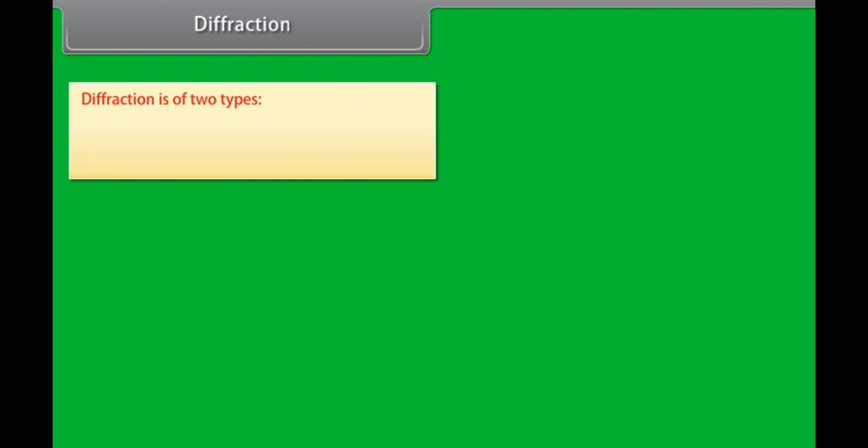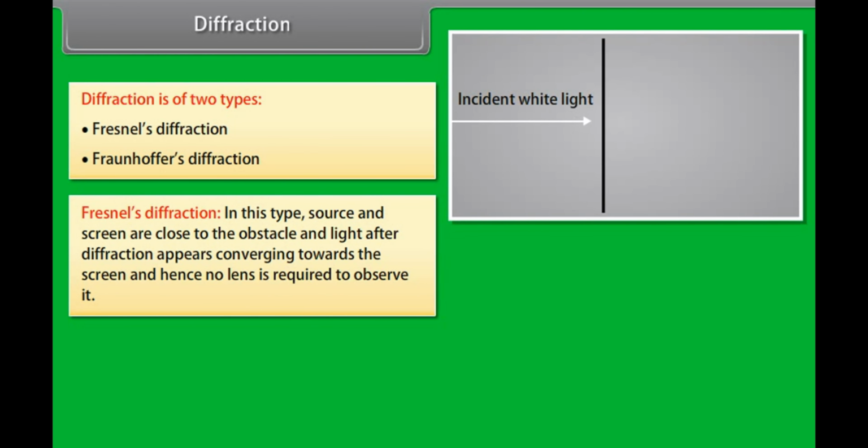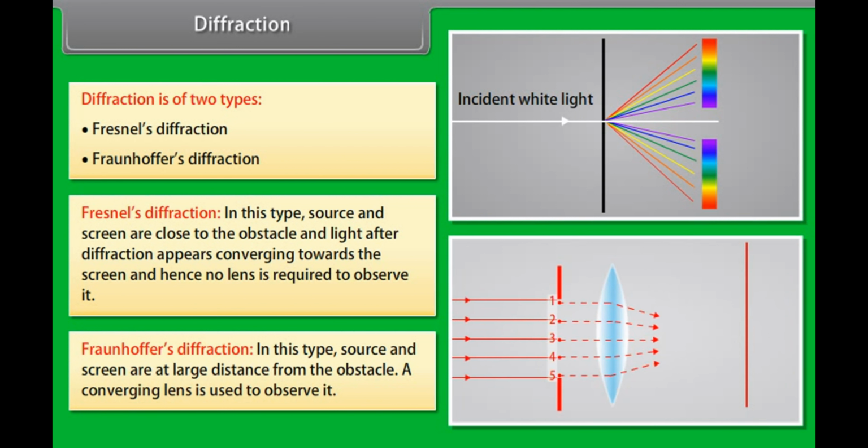Diffraction is of two types: Fresnel's diffraction and Fraunhofer's diffraction. In Fresnel's diffraction, source and screen are close to the obstacle and light after diffraction appears converging towards the screen, and hence no lens is required to observe it. In Fraunhofer's class, source and screen are at large distance from the obstacle. A converging lens is used to observe it.